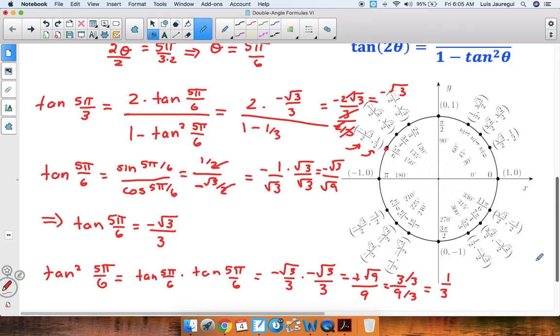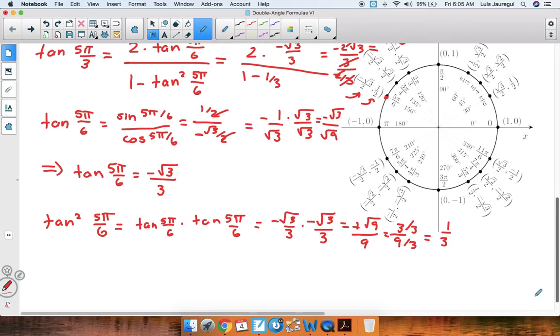But that's not what we want. Since we just got the value for tangent of 5 pi over 3, we need to reflect and see what the ultimate objective is. We know that this value happens to be negative square root of 3. But what we wanted was cotangent. So this implies that cotangent of 5 pi over 3 is equal to the reciprocal of this. So it's going to be negative 1 over square root of 3.